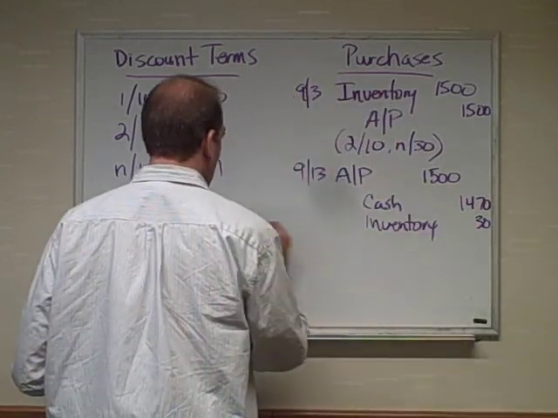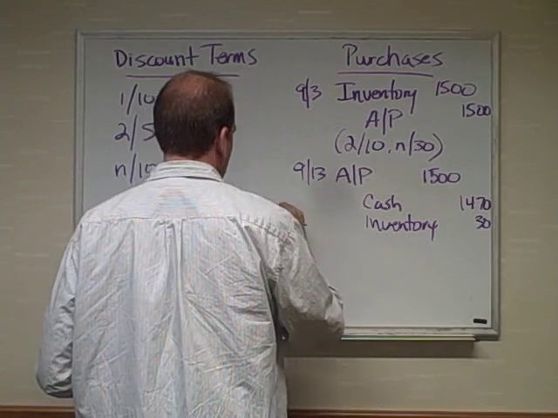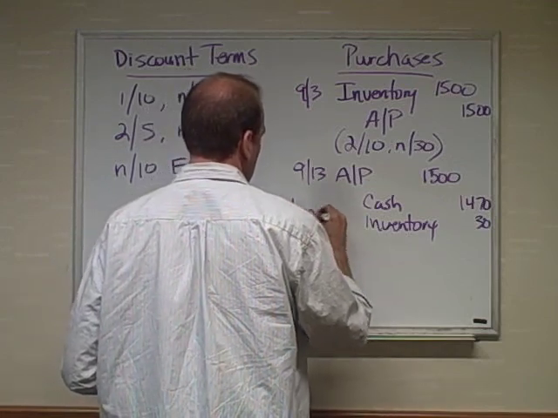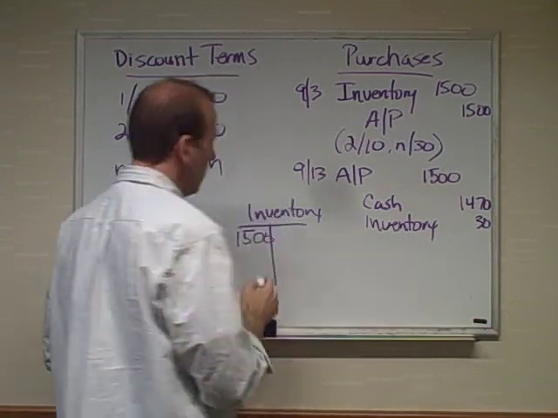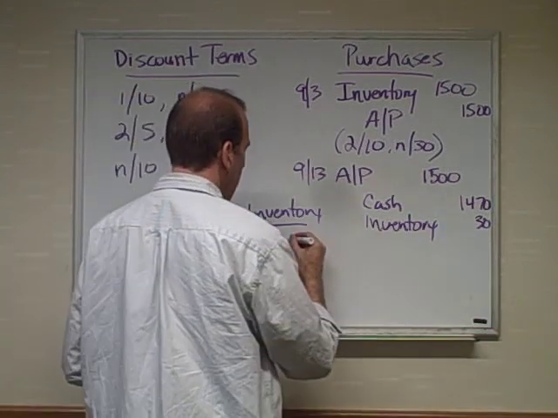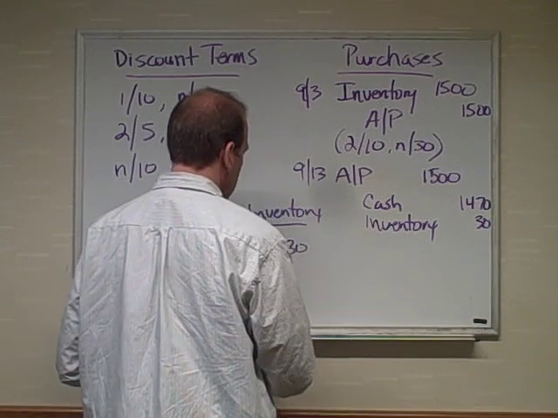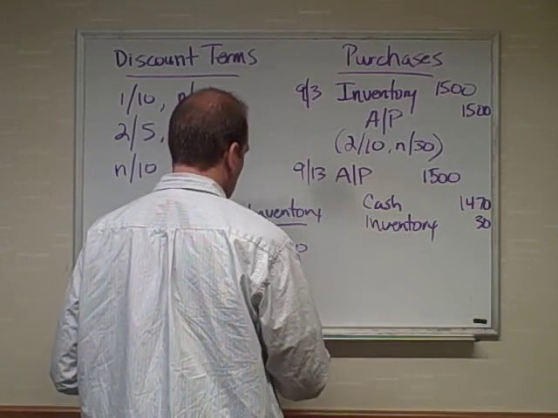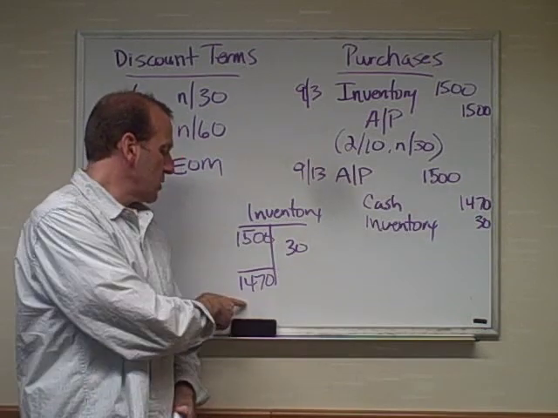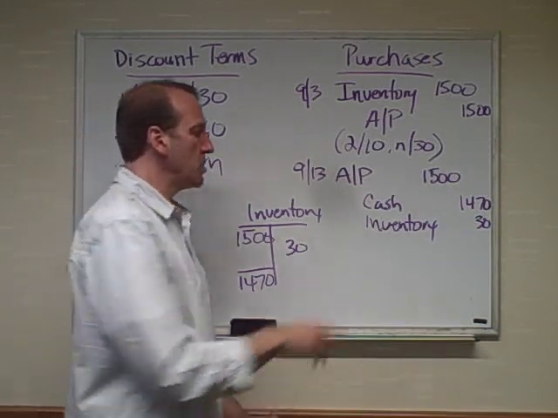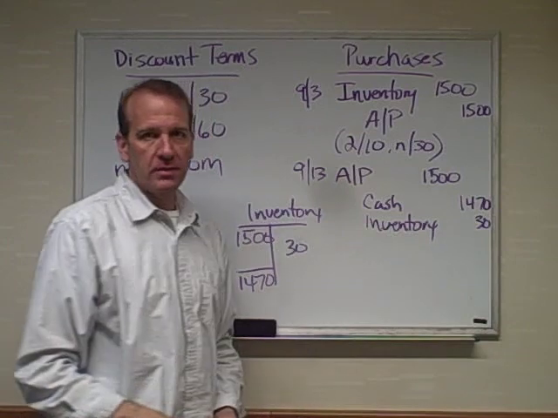Okay, so let's just take a quick look at this. Our inventory T account. Okay, we originally debited it for $1,500. Now we're crediting it $30. So our overall balance for this purchase of inventory is $1,470, which agrees with what we actually paid for it.